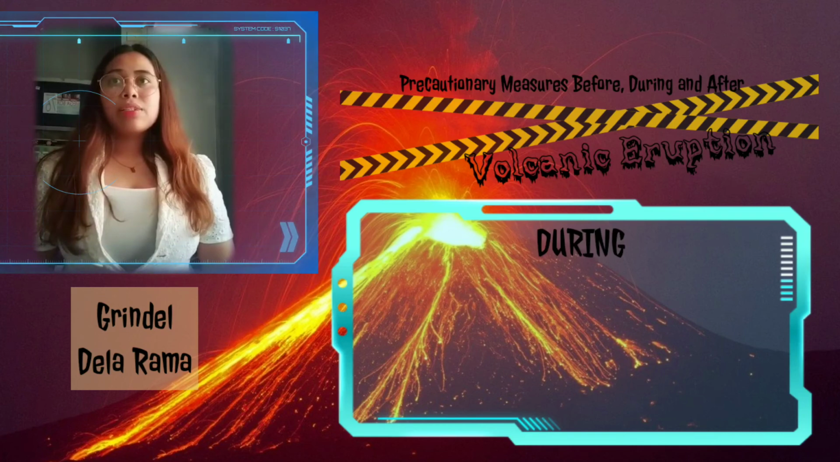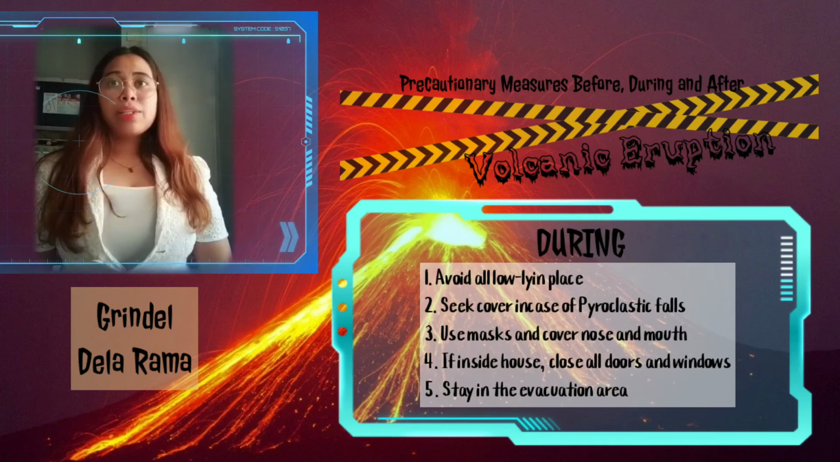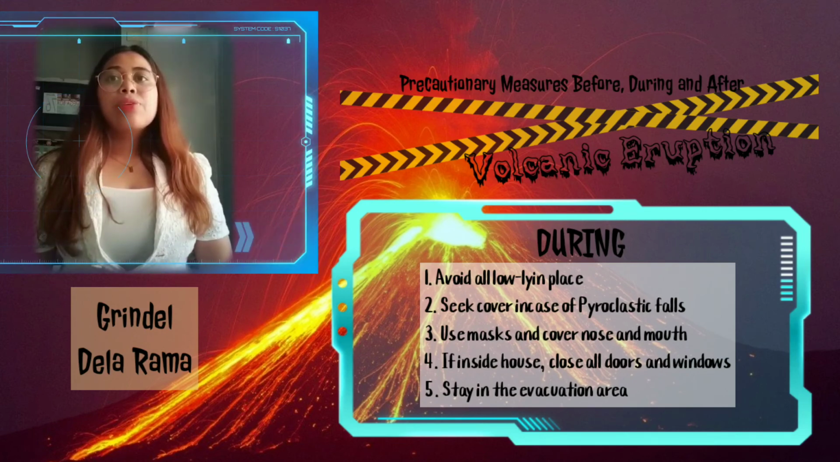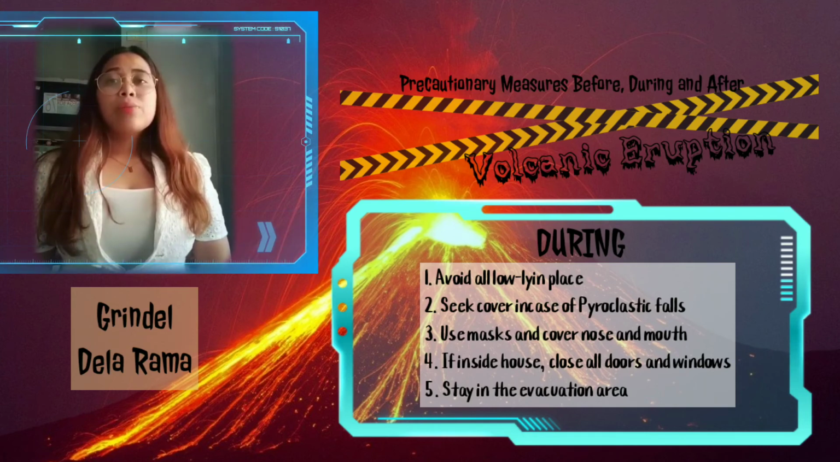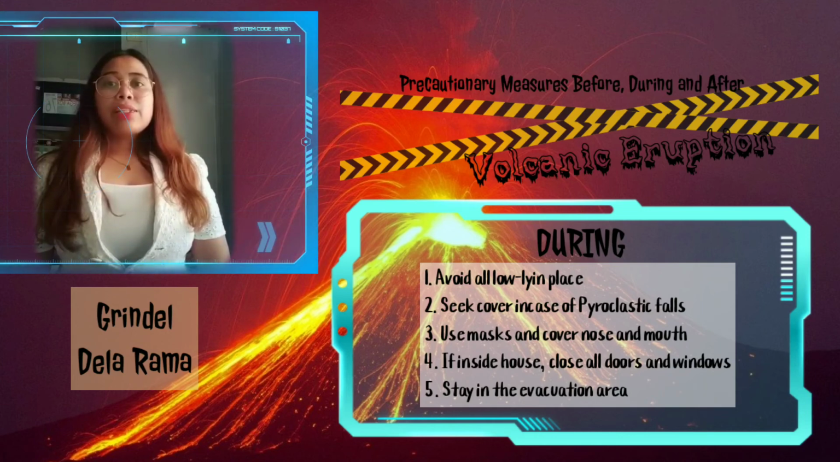So the second one is during volcanic eruption. Number 1 is avoid all low-lying places because lava flows and mud flows are more likely to pass here. Number 2, seek cover in case of pyroclastic falls and ballistic projectiles. Number 3, use mask and cover nose and mouth to avoid breathing in ashes. Number 4, if inside a house, close all doors and windows to avoid ashes from getting inside. Stay indoors.